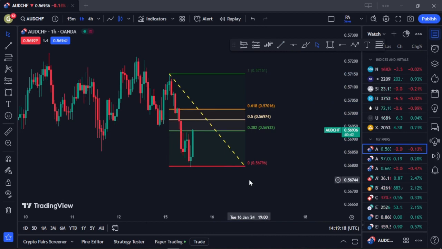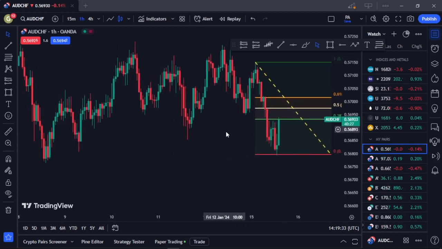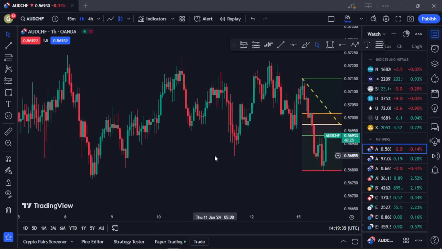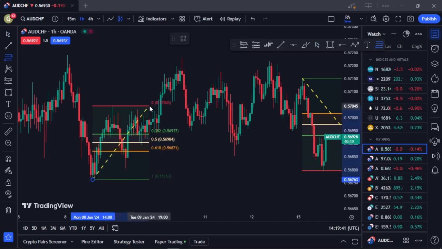So now you draw it. Since it's a downtrend, you draw it from your highest point to your lowest point. Once you draw it like this, you are waiting for the market to retrace back to any of these zones before you place an order. On the other hand, what if the market is actually an uptrend and not a downtrend? It's just opposite. If the market is an uptrend, what you simply do is draw it from your lowest point to the highest point like this.